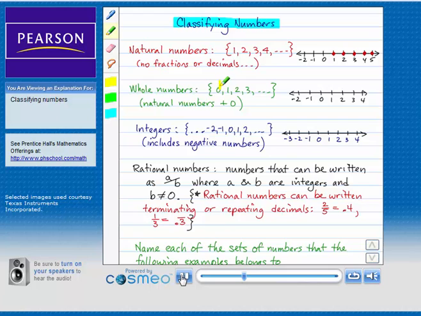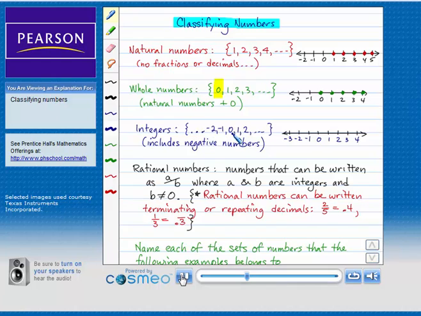So really the only difference between whole numbers and natural numbers is that the set of whole numbers includes 0. So on a number line, I would begin with 0. And I would simply fill in the dots for each number, continuing to the right. Notice that neither of those sets include any negative numbers.